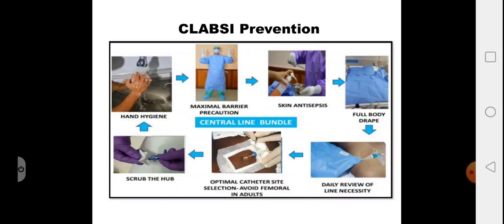So these are the pictures showing how CLABSI can be prevented. Appropriate hand hygiene, maximum barrier precautions, skin preparation, full body drape. The entire body should be draped, only exposing the site where you have to introduce the catheter. Appropriate scrub of the hub, appropriate site selection, and then daily review of line necessity. So this was about central line associated bloodstream infections.